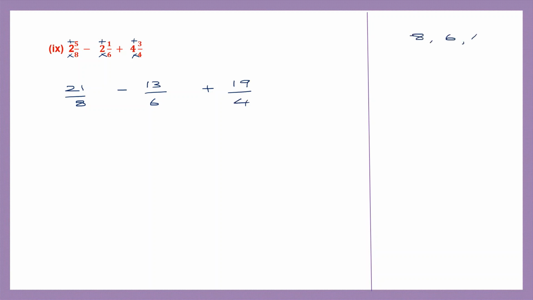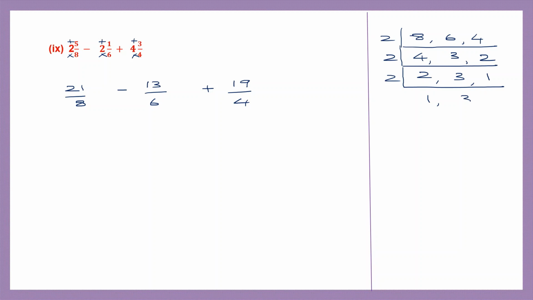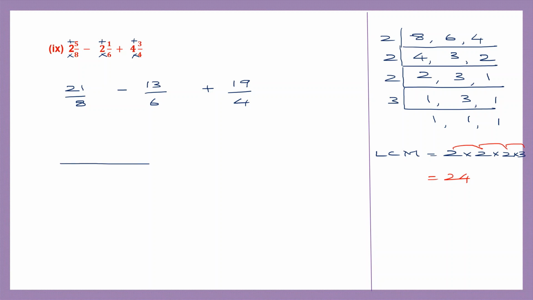8, 6 and 4. Let's use 2 here. 2 fours are 8, 3 sixes are 6, 2 twos are 4. Continue with 2. 2 twos are 4, 3 and 1. Again with 2, 1, 3 and 1. Now use 3, 1, 1 and 1. So what is the LCM here? The LCM is 2 into 2 into 2 into 3. So this will be 2 twos are 4, 4 twos are 8, 8 threes are 24. So the LCM here is 24.